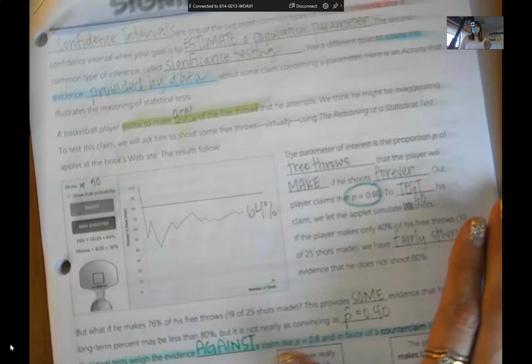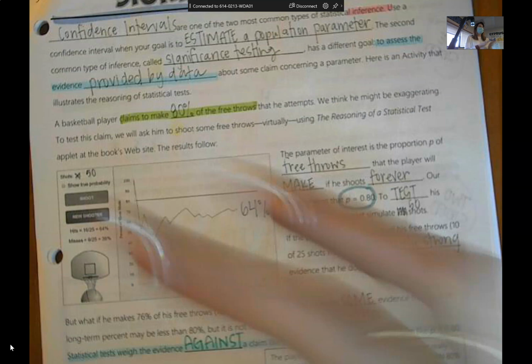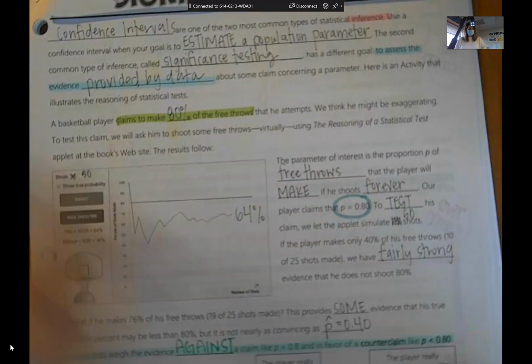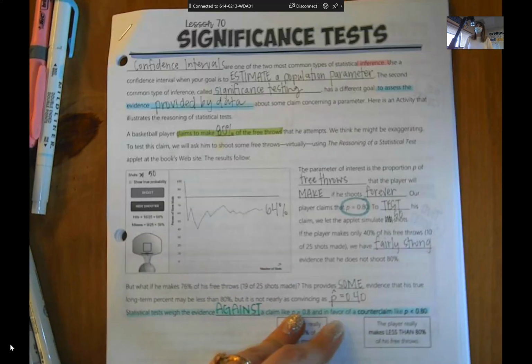Okay, so we are doing lesson 73 today. Today we're actually going to do a hypothesis test the whole way through. So we're going to state our hypotheses, actually calculate whether or not we have convincing evidence, and make a statement about a claim.